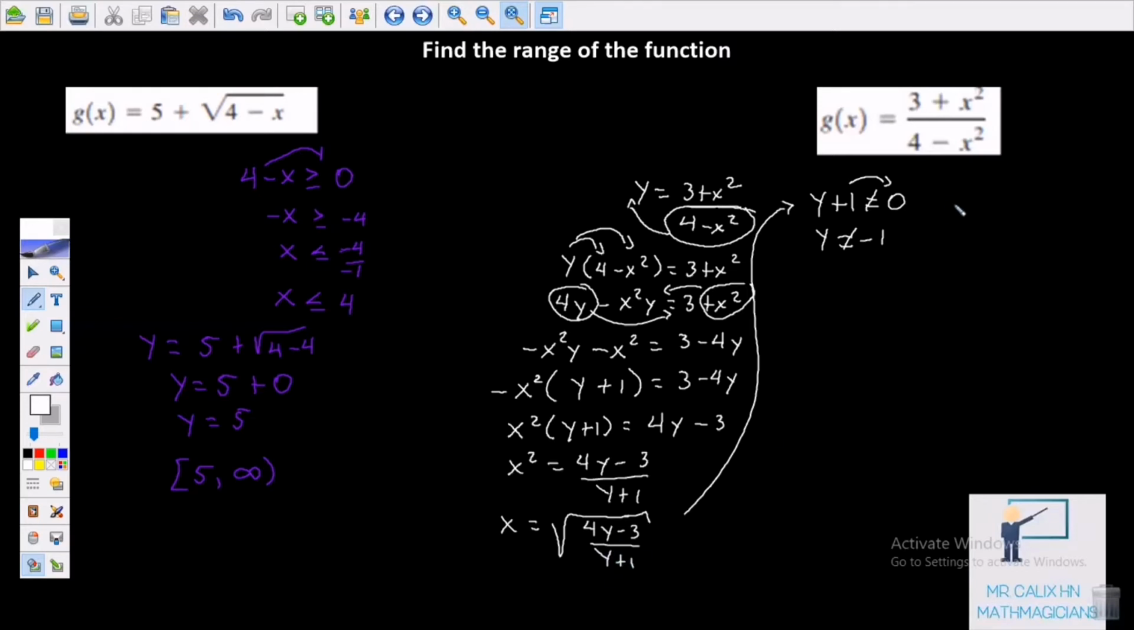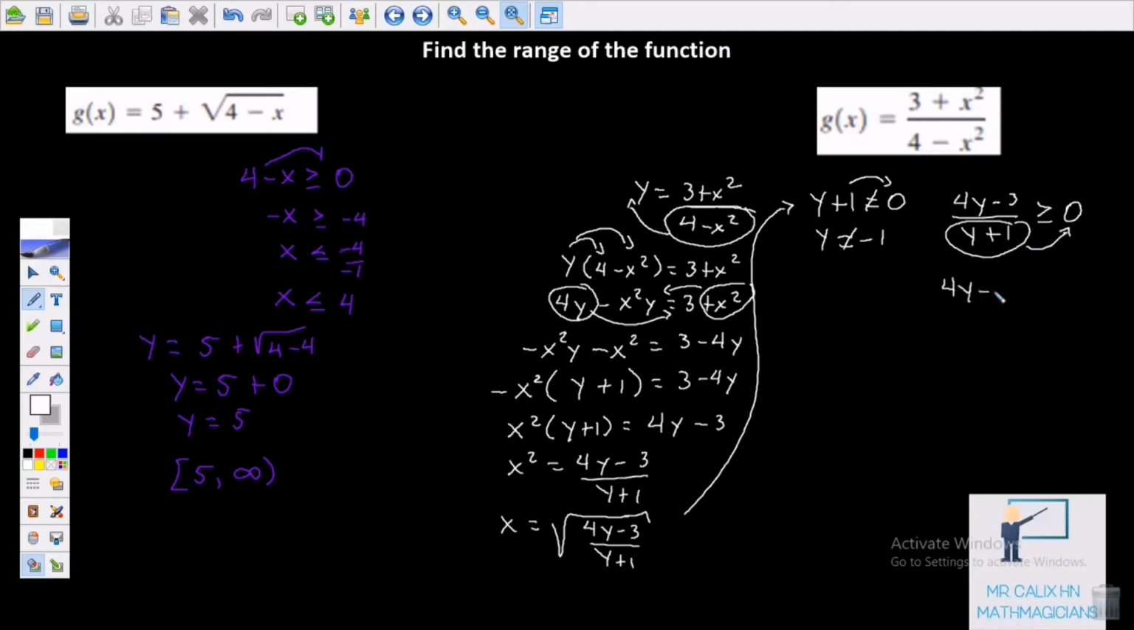Once we have that, we also have that 4y minus 3 over y plus 1, since it is inside a radical, has to be greater or equal to 0. If we solve for y here, we send this to multiply, 0 is 0.